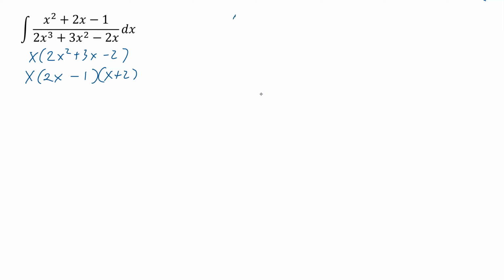Our fraction would equal, because we haven't found the integral yet, a over x, that's our first one, plus b over 2x minus 1 plus c over x plus 2. So now we have 3 letters, so we're going to end up with our 3 by 3 matrix. That means the A needs both of these, the B needs both of these two, and the C needs that. So we just write it that way.